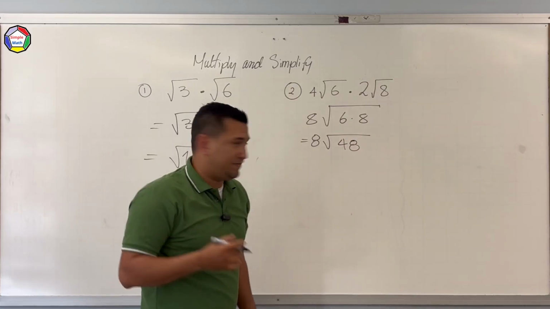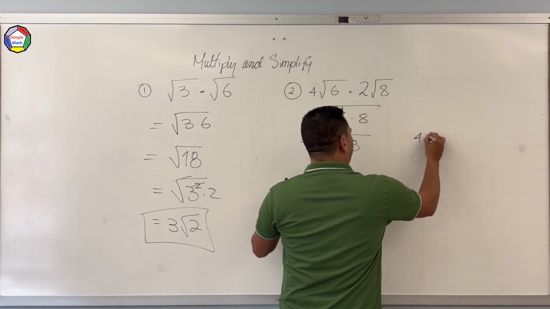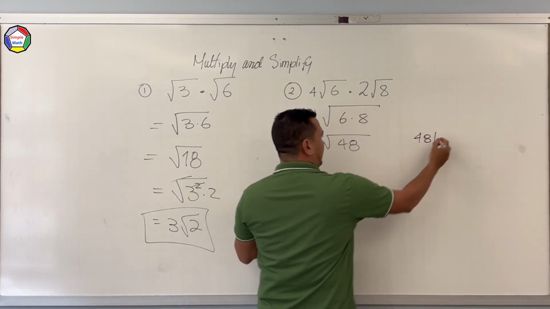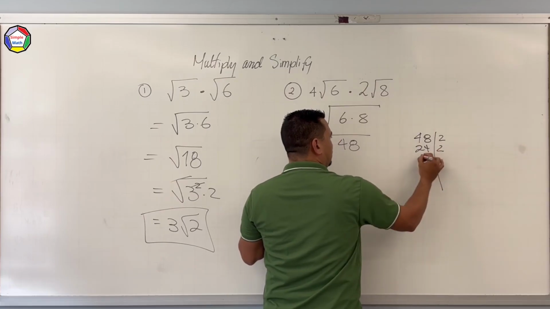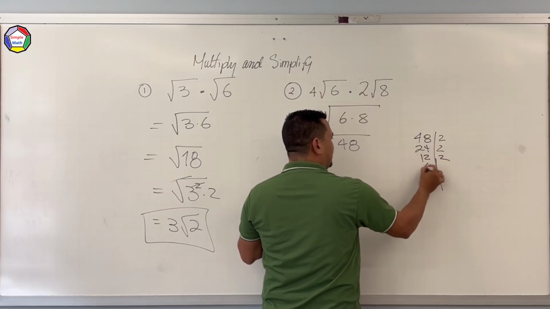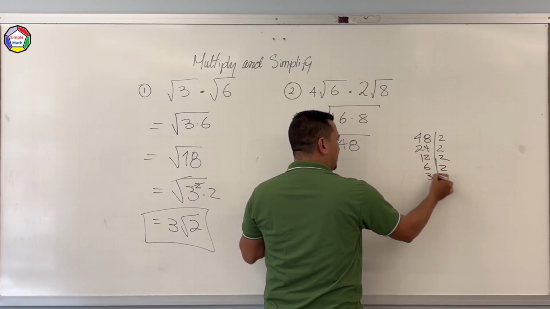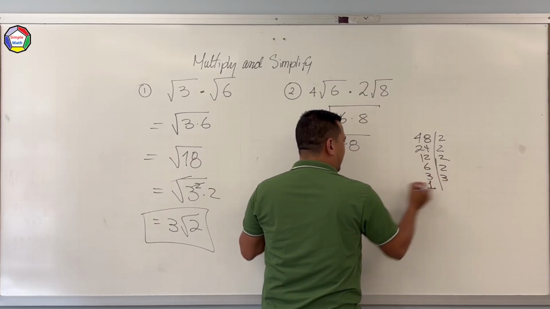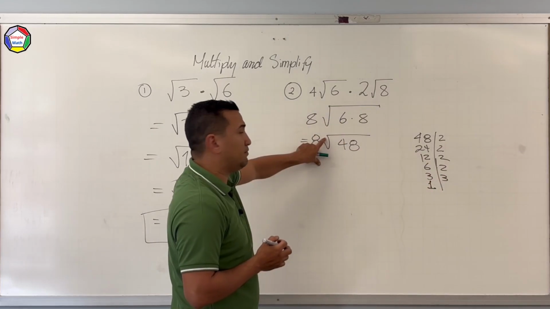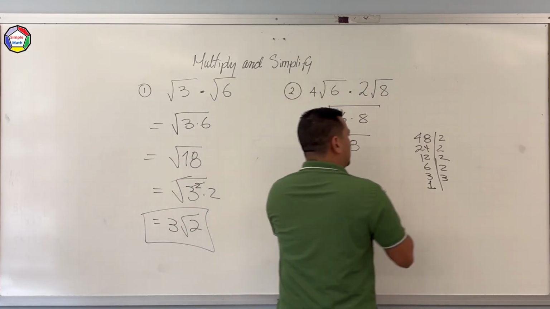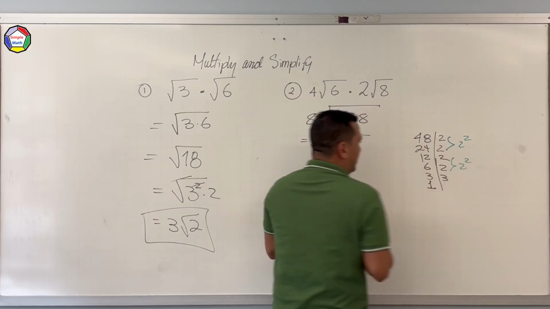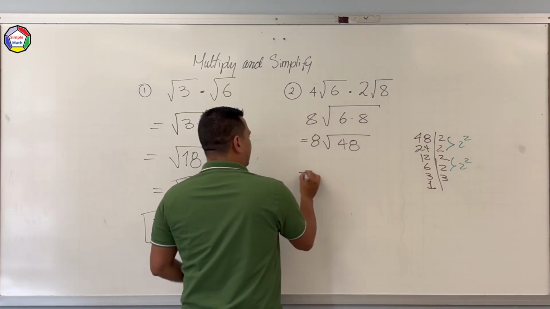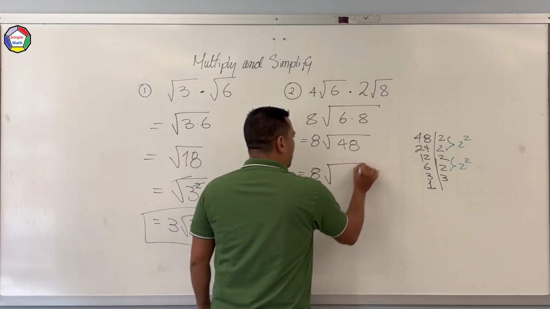Then we have to simplify the root. So we do prime factorization. 48 divided by 2 is 24. 24 divided by 2 is 12. 12 divided by 2 is 6. 6 divided by 2 is 3. 3 divided by 3 is 1. I make groups of two numbers because the index is 2. So this is 2 squared. This is 2 squared. So I can say that this is equal to 8 square root of 48.